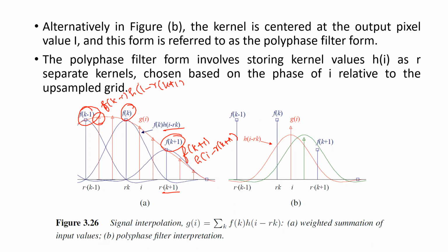Instead of each input sample being convolved with the interpolation kernel, a single kernel h of I minus rk is used. Here every input is convolved with the interpolation kernel and produces the result. So here I am going to use only one interpolation kernel, that is the red curve. On multiplying these values with a single kernel, I am getting the result in the green color one. So this is the polyphase filter representation. Both represent the same process.